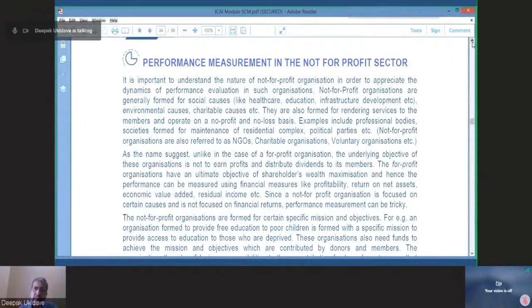That is amount received from patrons, amount received from donors, and also the members. This amount has to be appropriated. This amount has to be utilized, obviously, for the benefit of the society. And therefore, there has to be transparency in the entire utilization of funds.